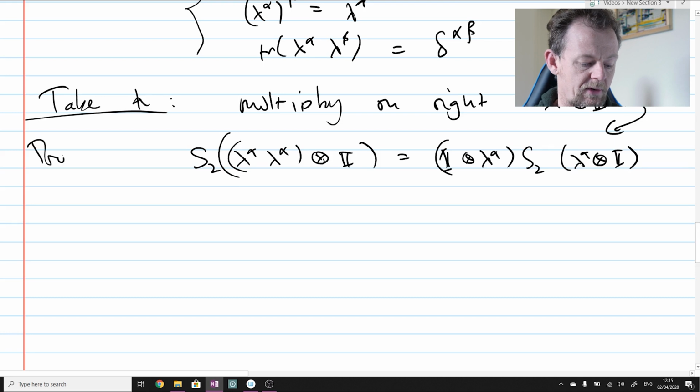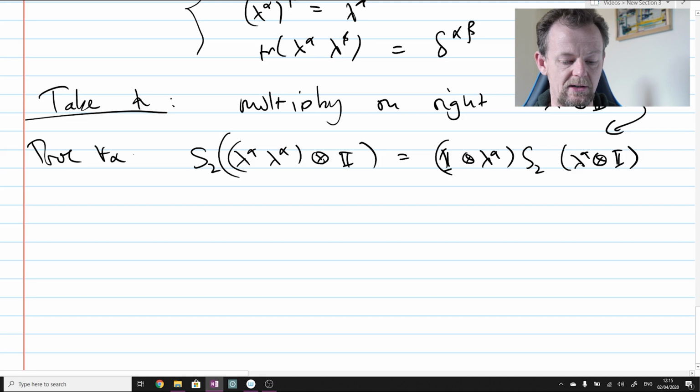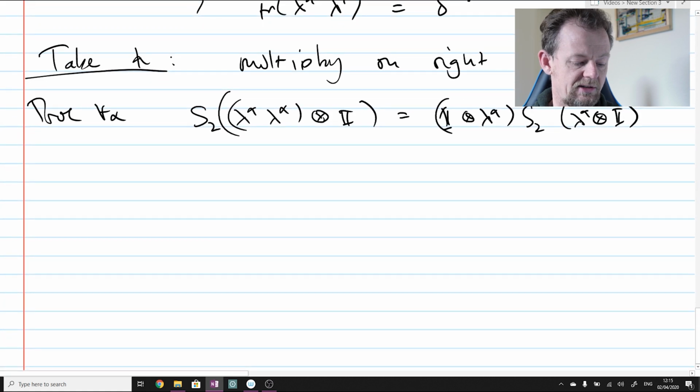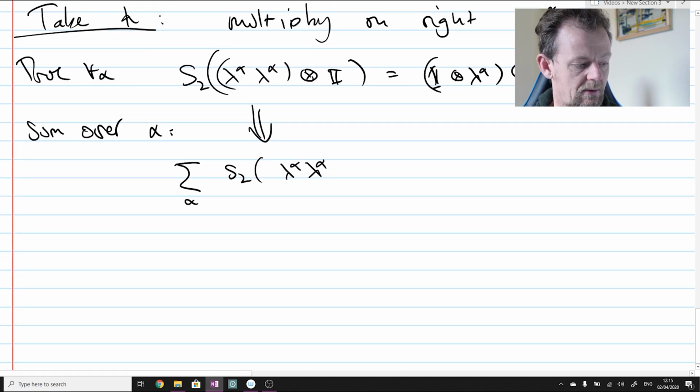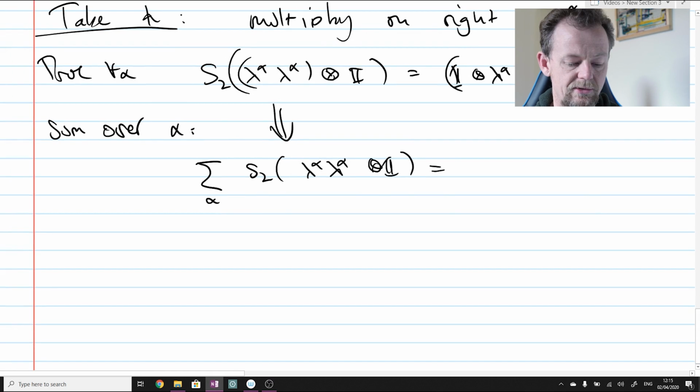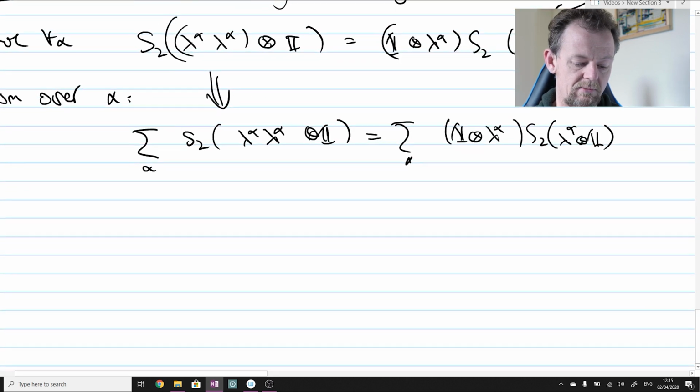So this is true for all alpha, right? Because it's true for x. Substituting x as lambda alpha and multiplying on the right, it's also true. So then we just take the sum of this true identity. So we sum over alpha. And then we end up with the following expression. We get the sum over alpha of S2 lambda alpha tensor the identity equals the sum over alpha of identity tensor lambda alpha times S2 times lambda alpha tensor the identity. So this is a true statement.